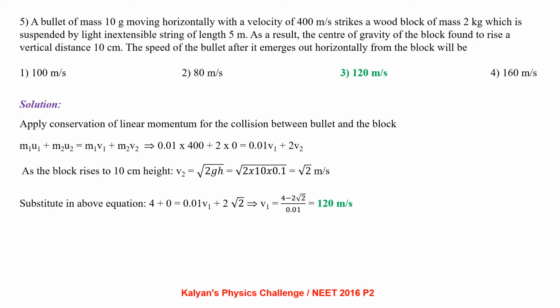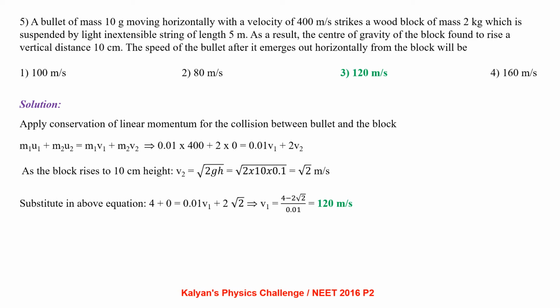Find the speed of the bullet after it emerges out horizontally from the block. Let us apply conservation of linear momentum for the collision between bullet and the block. m1u1 plus m2u2 equal to m1v1 plus m2v2. So it can be taken as 0.01 into 400 plus 2 into 0 equal to 0.01 v1 plus 2 v2. Here v1 is speed of the bullet after collision, v2 is speed of the block after collision.